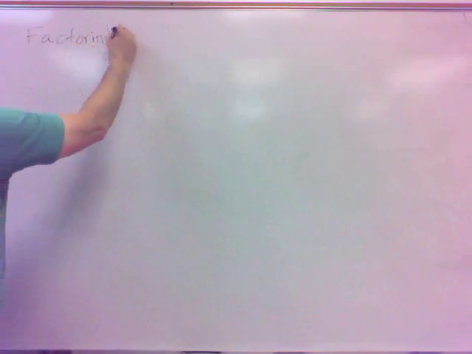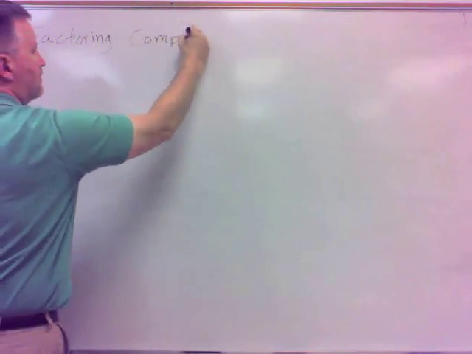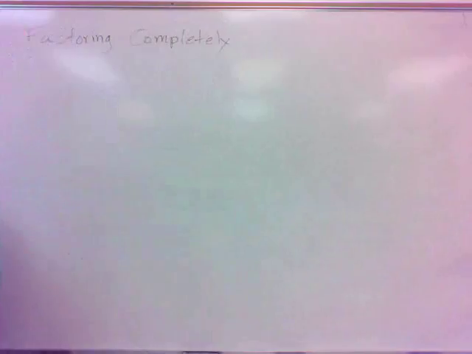When we're factoring, we'll always want to do what we consider factoring something completely. What that's kind of code word for is that sometimes we can factor more than one time in each problem.